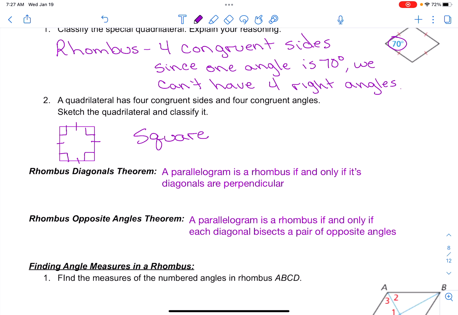And for the opposite angles, it says a parallelogram is a rhombus if and only if each diagonal bisects a pair of opposite angles. There's that word bisects again. It comes up often, right? Remember that bisect means that it cuts something in half evenly. And then it bisects the opposite angles. So that diagonal, when it goes across, the angles that it is crossing, it cuts those in half.